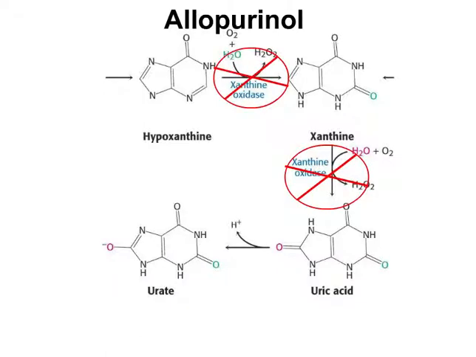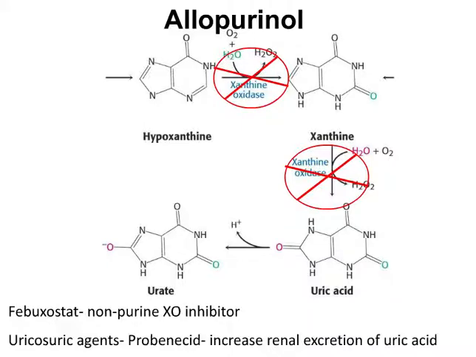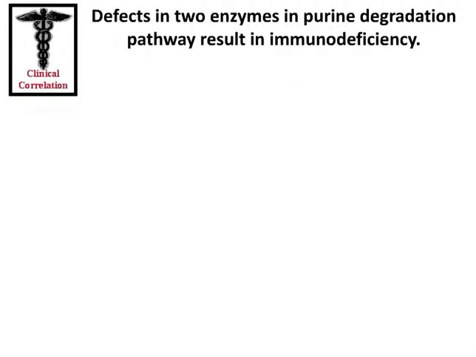Allopurinol inhibits the conversion of hypoxanthine to xanthine and xanthine to uric acid, therefore spreading out the degradation of purines into 3 products instead of concentrating it in 1. A new xanthine oxidase inhibitor, febuxostat, is also now in use, while probenecid increases the renal excretion of uric acid.